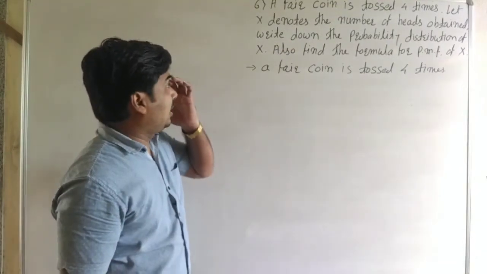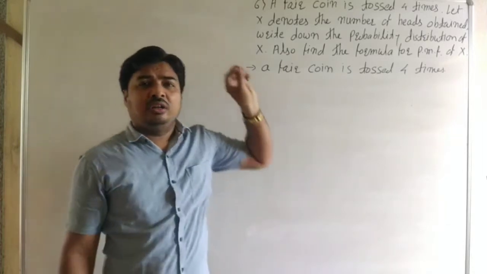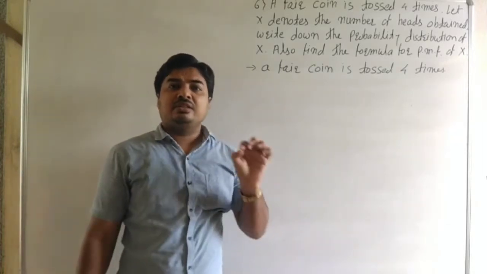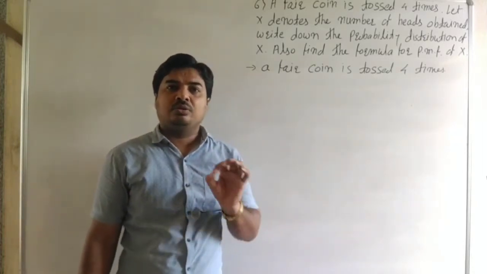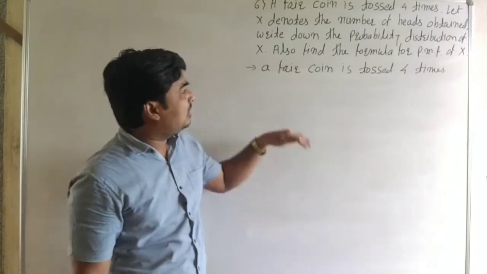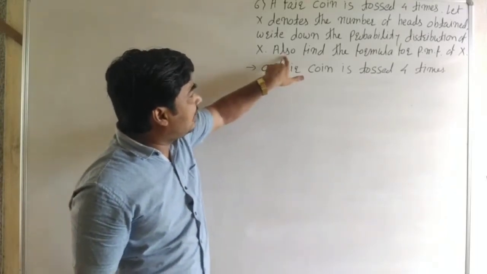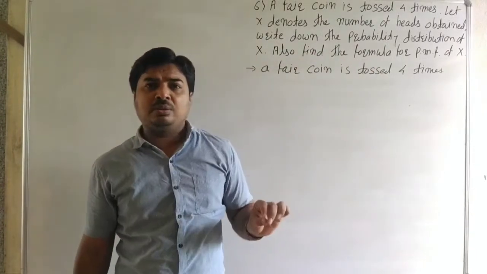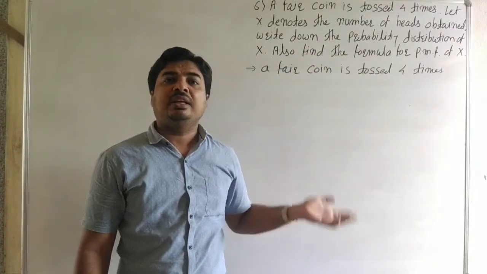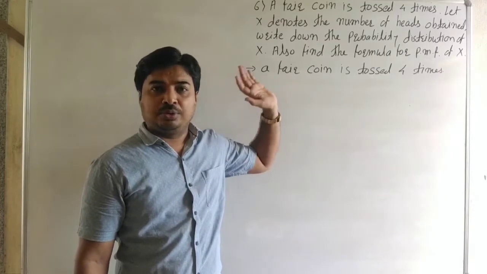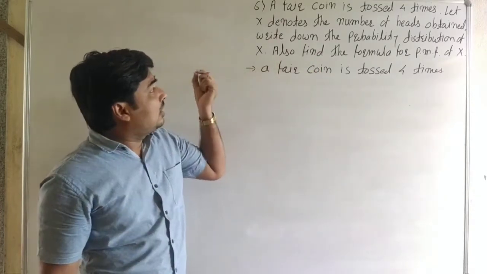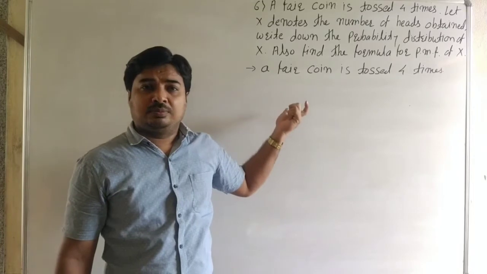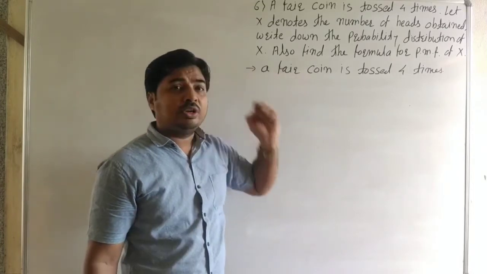This question we have already learned in our exercise 7.1 and video lecture number 5. But here the extra question asked is to also write the formula for the PMF. First we find the probability distribution and then write the formula for this probability. Here a coin is tossed 4 times.